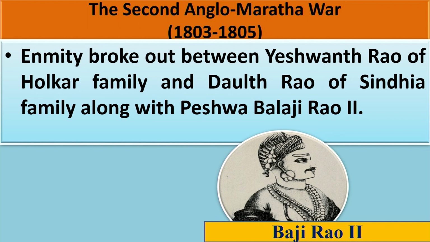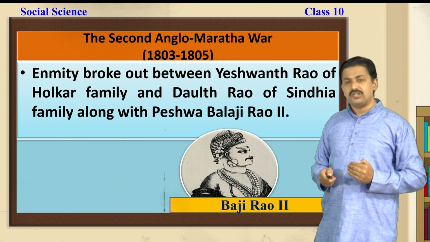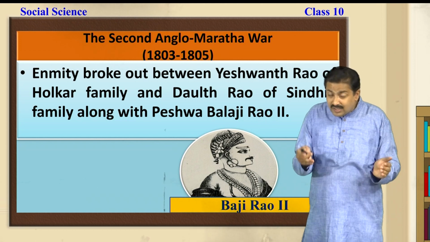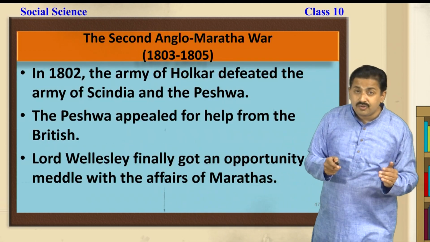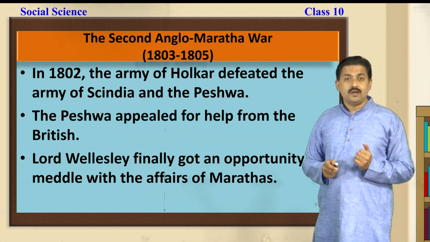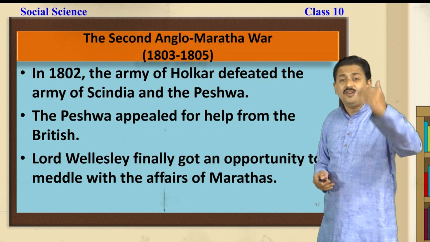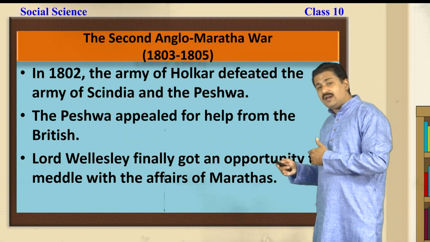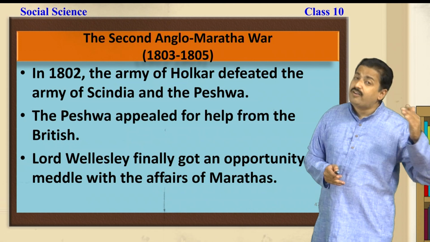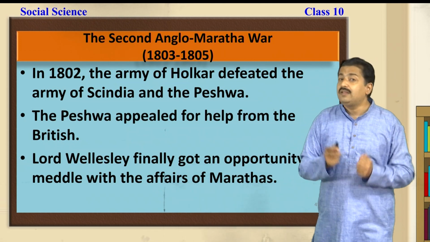What happened here? Yashwantrao Holkar defeated Scindia, and he also defeated the army of Peshwa Bajirao II. In this critical condition, Bajirao II accepted subsidiary alliance. In the year 1802, the army of Holkar defeated the army of Scindia as well as the army of Peshwa. So, Peshwa Bajirao II suffered from insecurity.